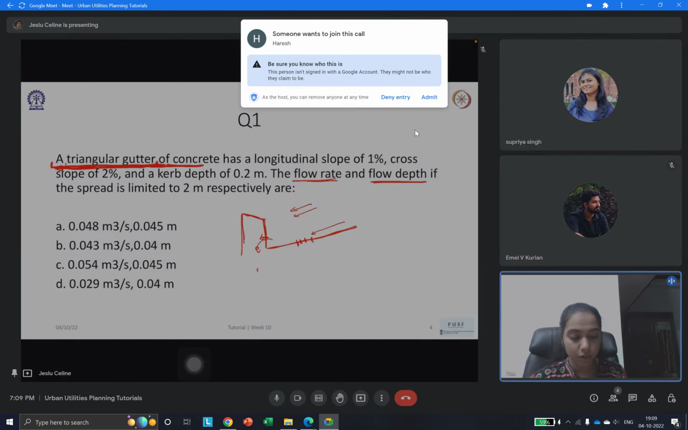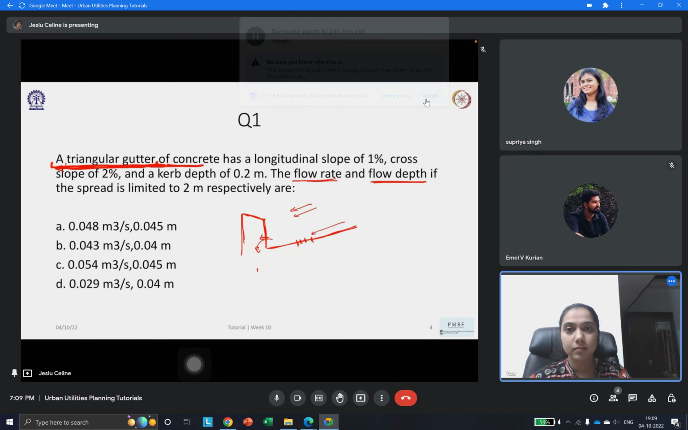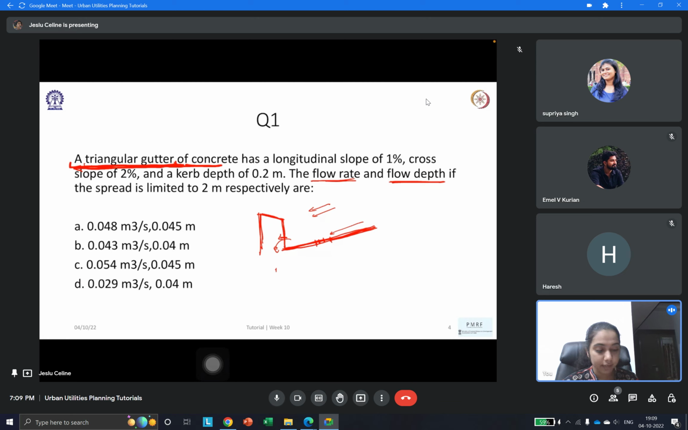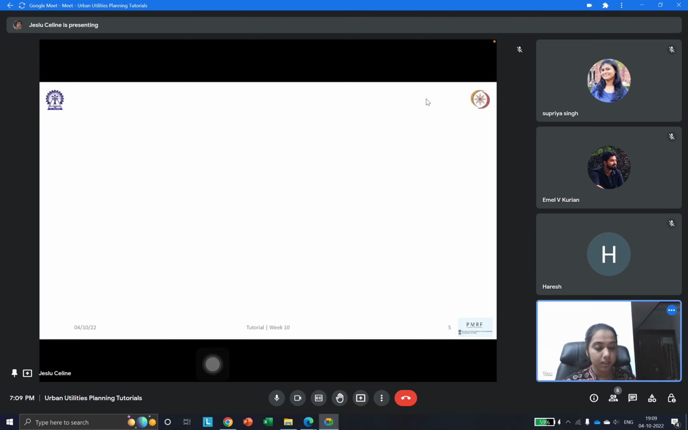So mainly we always talk about a triangular gutter. Here the question is asking what should be the flow rate and flow depth. Flow depth means this distance, y, whatever we call it. By spread, what we mean is the width, the overall width of the gutter. If that is limited to 2 meters, then what should be the flow rate and flow depth?